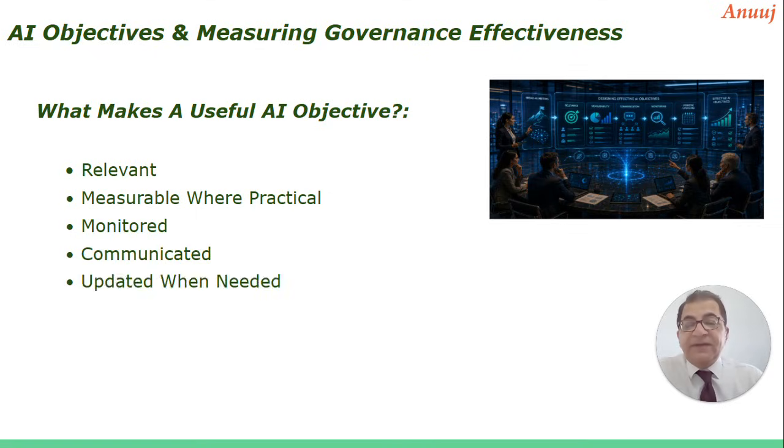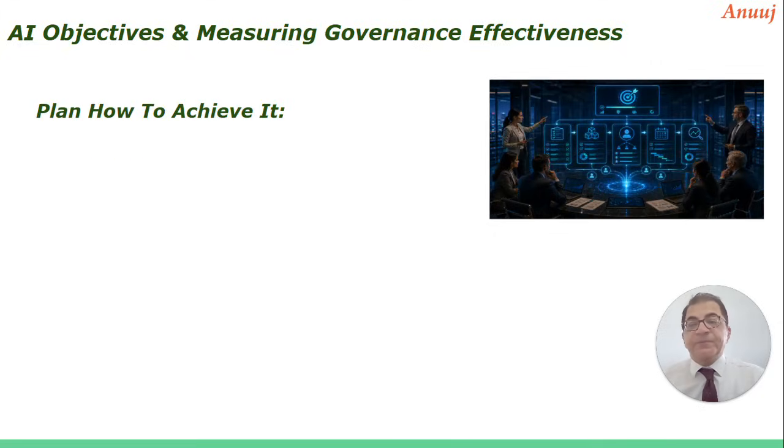Monitor them, communicate these, and update them as and when it is required. So be sure on creating clear objectives, relevant to the purpose, measurable wherever the purpose or the parameters are practical to be measured, monitor them regularly, communicate them to people regularly, and update them whenever updating them is required.